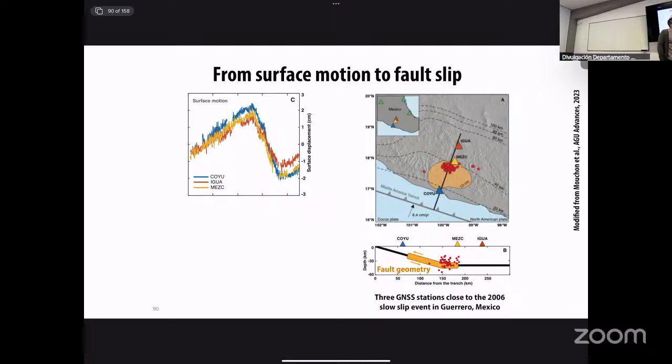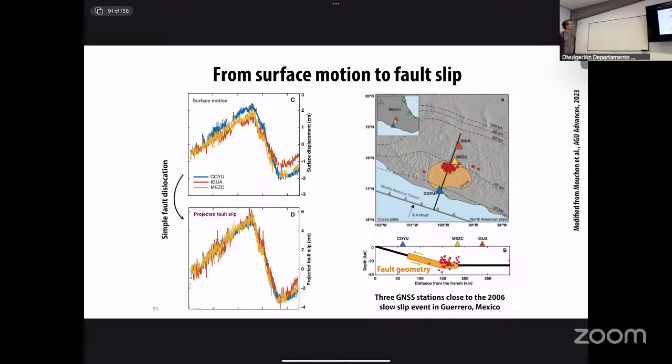We know something about the fault geometry from seismic imaging. And so what we can do is take the expected split patch of the slow slip event, and we can compute the elastic Green's functions that allow us to take displacements at the surface and project them onto the fault interface.